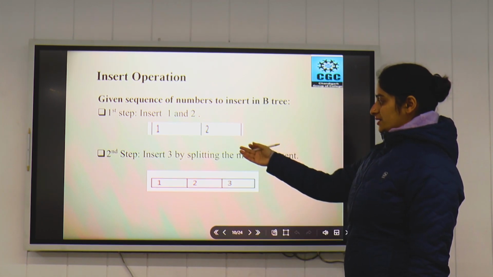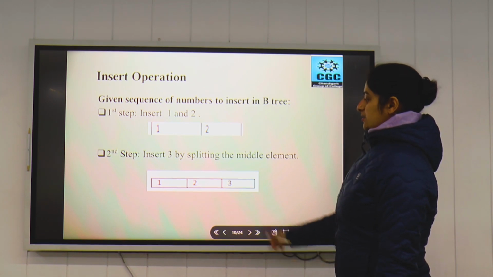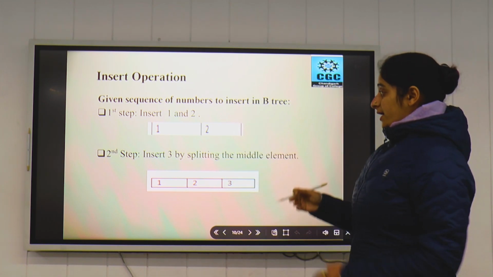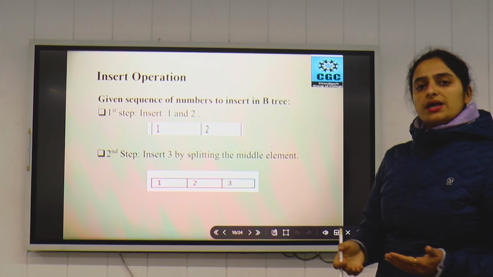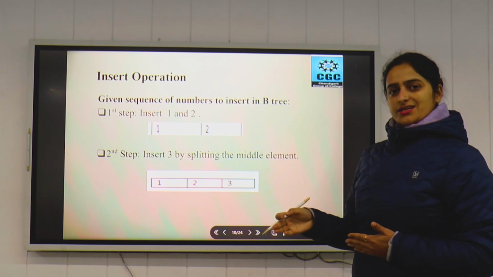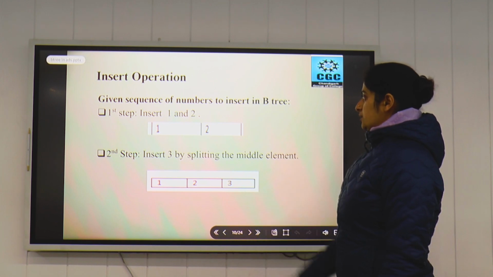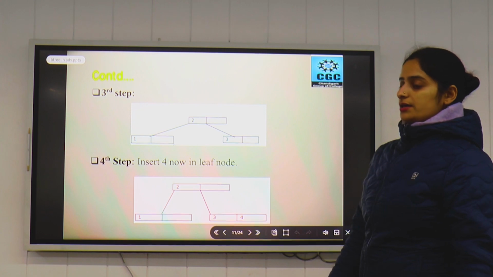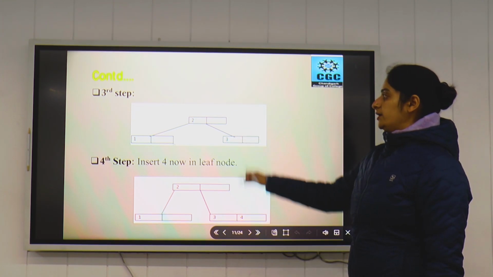Second step, insert 3 by splitting the middle element. What does it mean? When I insert 3, I have to know that somewhere the sequence is going to be imbalanced. How? Because only 2 keys are opted by this strategy. So here is the point from where the splitting is going to be counted. Third step, as I discussed before, the splitting is going to be performed here.